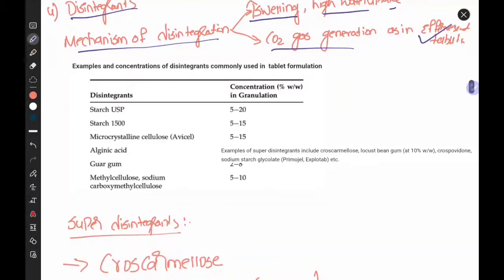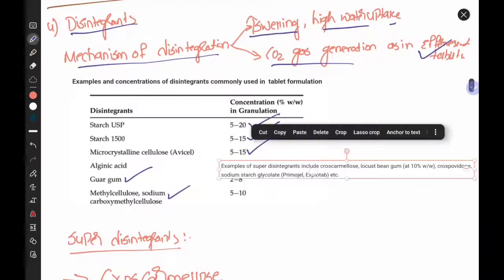These are some examples of disintegrants and their concentrations. Starch 5 to 20% weight by weight. Then starch 1500 is 5 to 15%. Avicel, I told you, can be used as a disintegrant if you use it in a proper concentration. If you use it in more concentration, it will act as a diluent. If you use it in less concentration, it acts as a disintegrant. Next, alginic acid. Next is guar gum, and the last one is methyl cellulose, sodium carboxymethyl cellulose 5 to 10%.